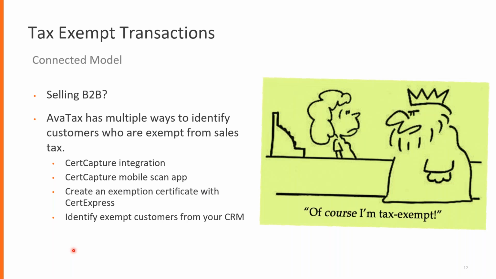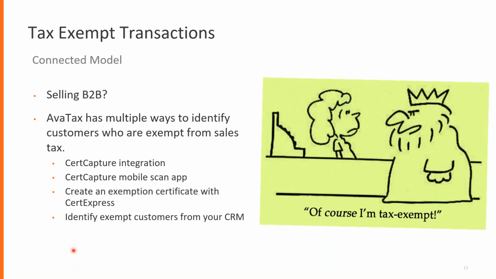Now, in the event that you're doing B2B transactions, you've got customers who may be exempt from sales tax. How do we handle that with Avatax and the connected service and the dynamic calls? We actually have a variety of ways to handle that. So we have an application called CertCapture, which helps merchants manage their customers' exemption certificates. CertCapture synchronizes with Avatax. CertCapture has a mobile scan app, so while you're standing at the register and someone comes up and they happen to have an exemption certificate on hand, you can take a photo of it right there and they get that link to their customer record. Isn't it cool? Isn't it really cool?